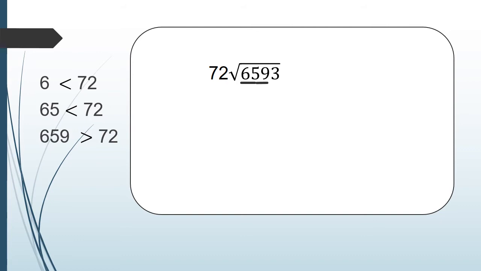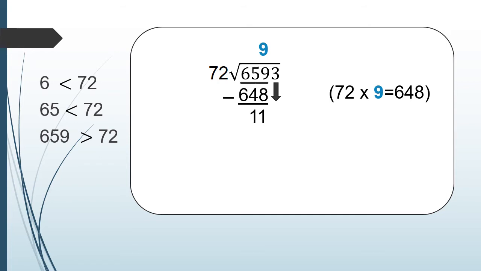But with which number? Here we will read the table of 7 from 72, and 7 9 times is 63, which is closest to 65. So we will read the table of 72 up to 9, and 72 9 times is 648. So we will write 9 above the division sign and 648 will be below. Now by subtracting 648 from 659, we will get 11 in the remainder. And next we will bring down the next digit, which is 3 at ones place, and it becomes 113.